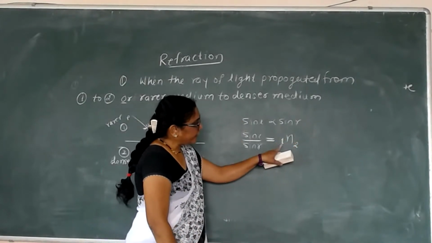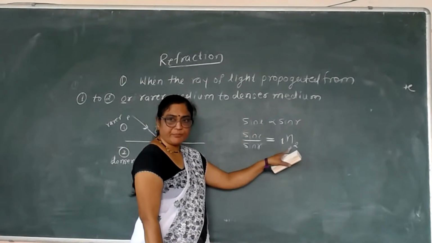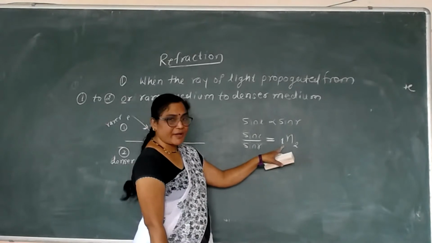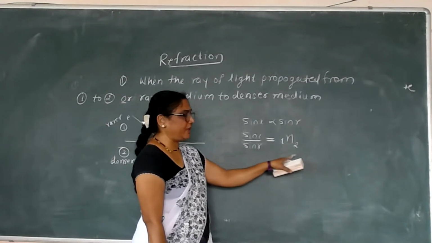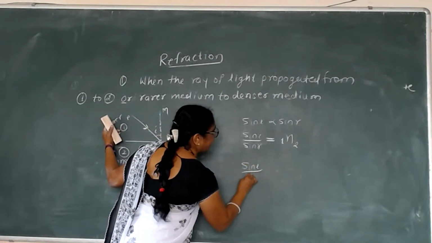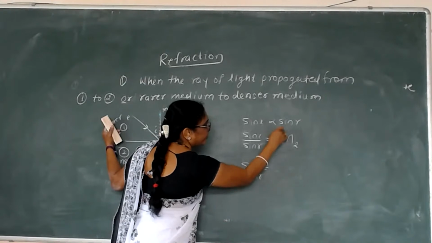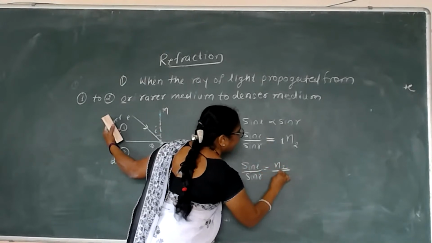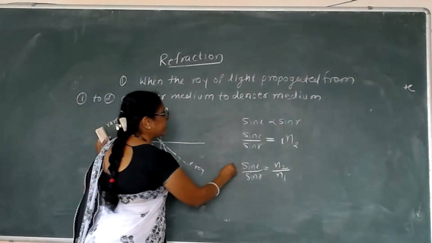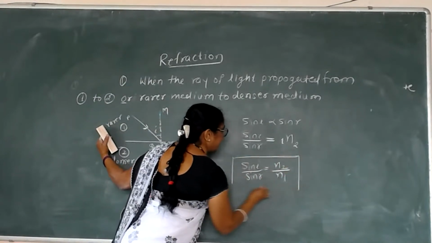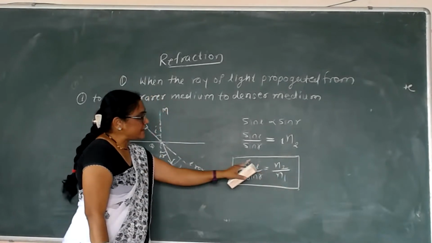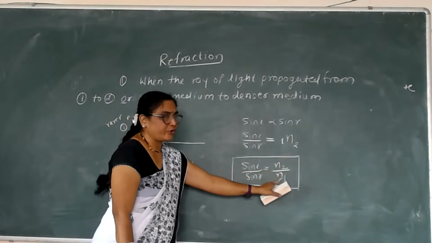Writing this slide, the ray of light passes from one medium to a second medium, medium 1 here and medium 2 here. Otherwise, we also write here sin I divided by sin R is equal to n2 divided by n1. This formula is known as Snell's formula, a very important formula: sin I by sin R is equal to n2 by n1.